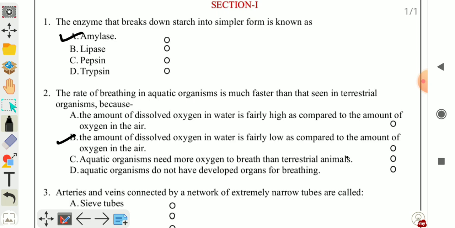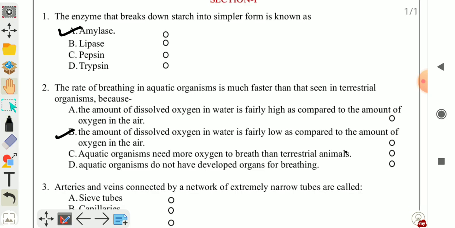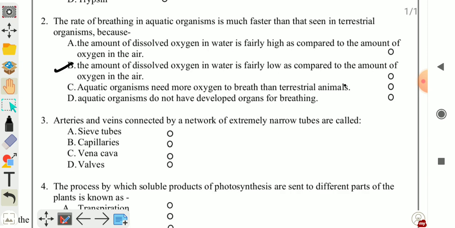ऑक्सीजन में एयर की क्वांटिटी ज़्यादा होती है एज कंपेयर टू द वाटर. क्वेश्चन नंबर 3. Question number 3. Arteries and veins connected by a network of extremely narrow tubes are called? These tubes are called A. sieve tubes, B. capillaries, C. vena cava, and D. valves. So the correct answer will be B.